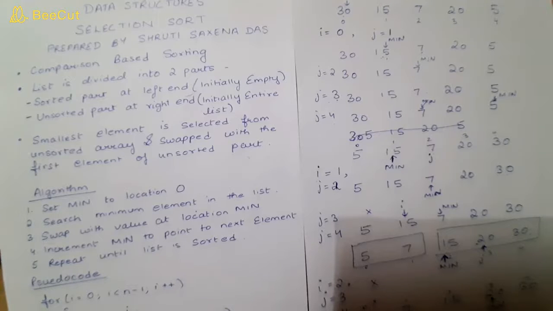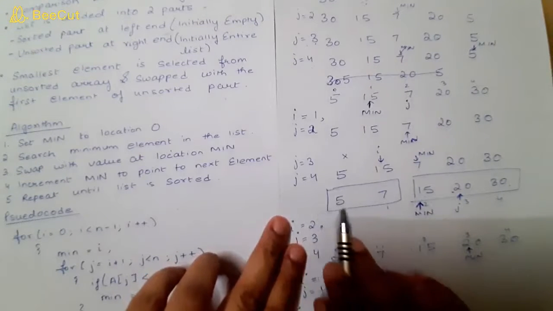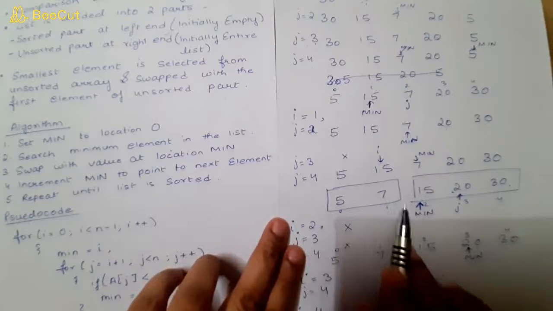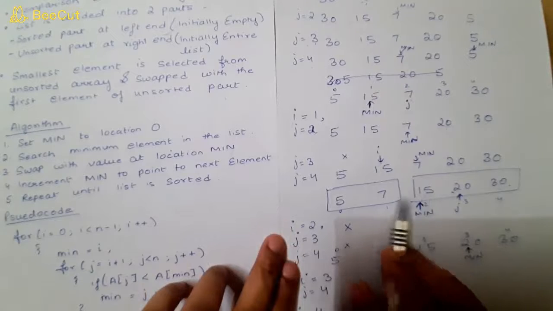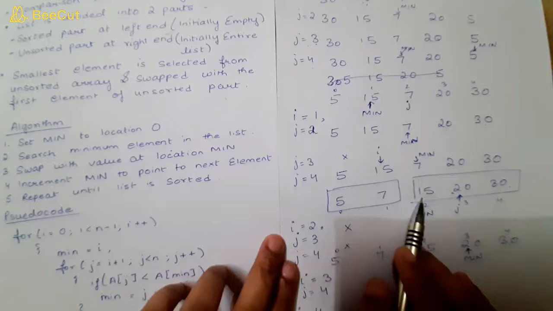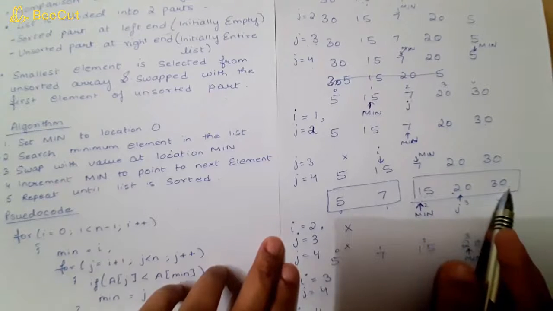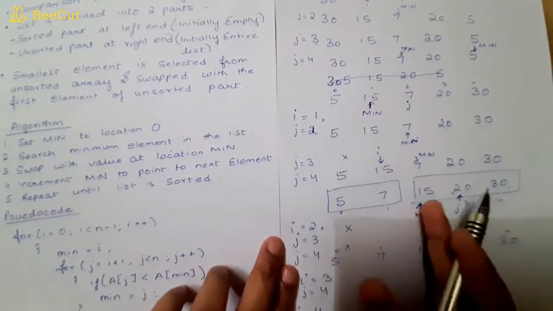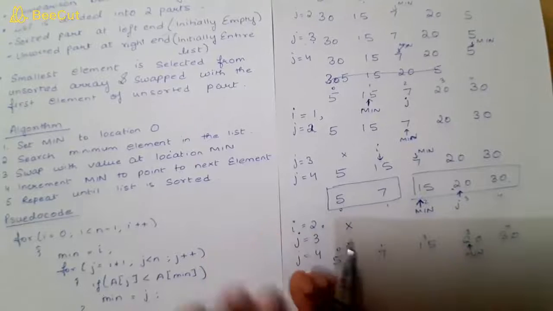So there is no need to compare each element with all the elements of the sorted list. You have to start with the first element of the unsorted list and compare it with the rest of the elements of the unsorted list only. There is no need to compare it on the left side because the left side contains sorted elements.